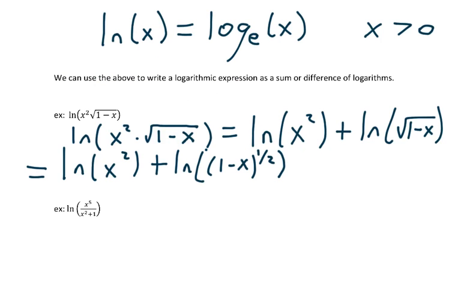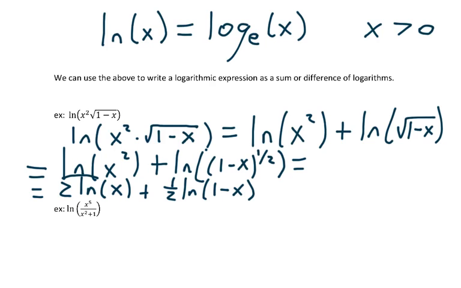We're actually assuming, even though I didn't write it, that x is such that x is positive and 1 minus x is positive. That's implicitly assumed. But basically, using that property, these exponents can come down in front. So we're going to have 2 times ln of x plus 1 over 2 times ln of 1 minus x. So basically, we get this.